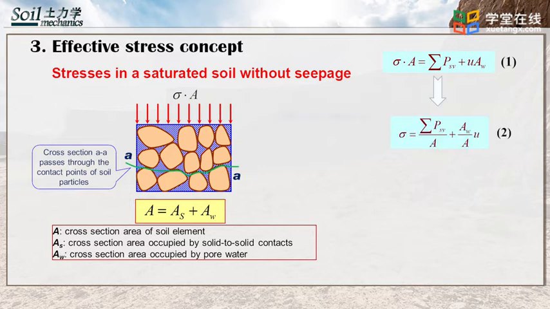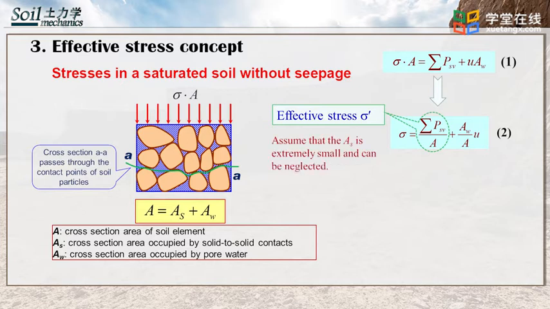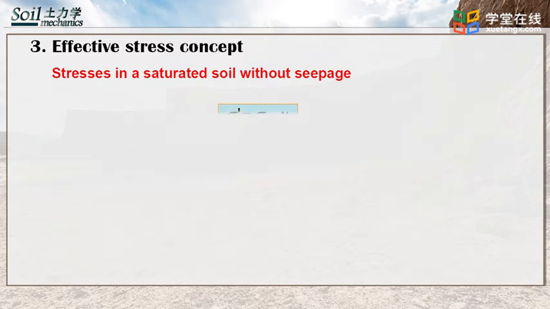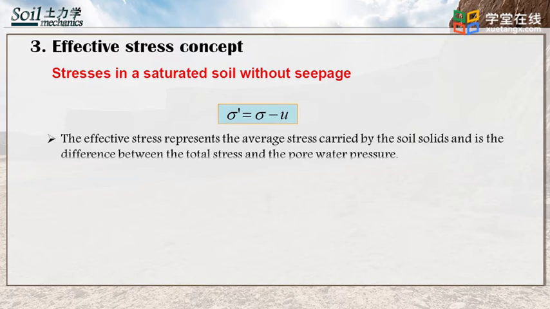Equation 2 will be obtained by dividing A at both sides, assuming that the area of solid-to-solid contact A_s is extremely small and can be neglected. Equation 3 will be derived, and the σ prime is called effective stress, which equals the total stress minus the pore water pressure. The effective stress represents the average stress carried by the soil solid and is the difference between the total stress and the pore water pressure.